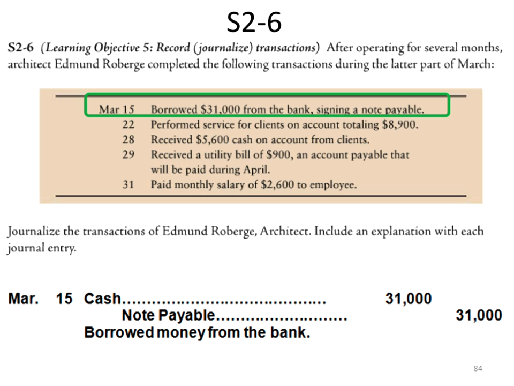Alyssa. Starting with our step one, pick one account that's impacted. So March 22nd, it says perform service for clients on account totaling $8,900. So this is a little more challenging, but you know one account that's involved there. Accounts receivable. Excellent. Excellent choice.